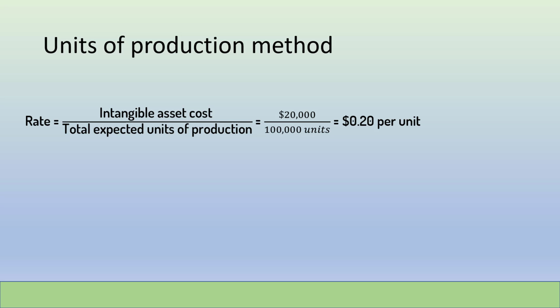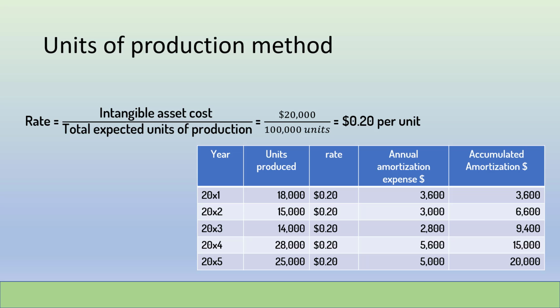Now, in the units of production method, we'll take the intangible asset cost and divide it by the total expected units of production. The total estimated units of production will be 100,000 units. So $20,000 divided by 100,000 units, you will have 20 cents per unit. So units produced in 20X1, we have 18,000; 20X2, 15,000 units; 20X3, 14,000 units; 20X4, 28,000 units; and 20X5, 25,000 units. Then you will multiply it by the rate, which is 20 cents. You will get the annual amortization expense.